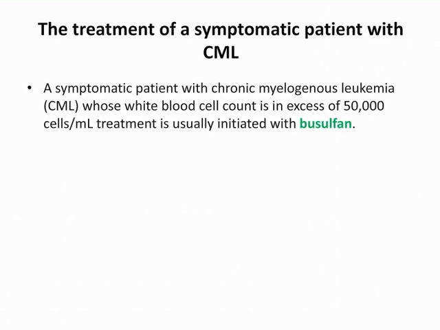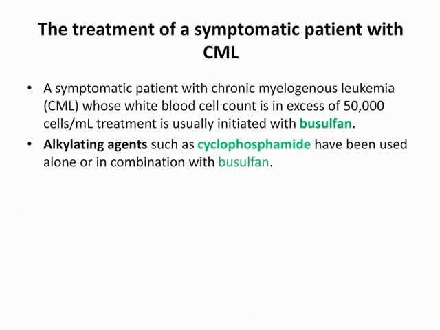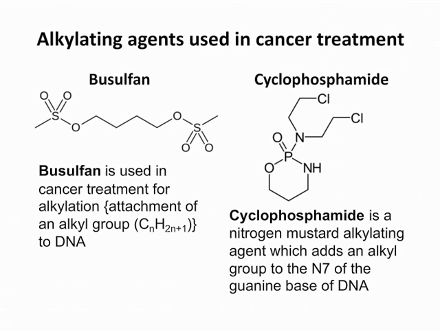So here we're just introducing a drug called busulfan to a person who might have symptoms of CML, which stands for chronic myelogenous leukemia. Alkylating agents like cyclophosphamide have been used alone or in combination with busulfan. So here are the two drugs we just talked about, busulfan and cyclophosphamide. You don't have to know the details of the drugs, just know that busulfan and cyclophosphamide can be used to treat CML.